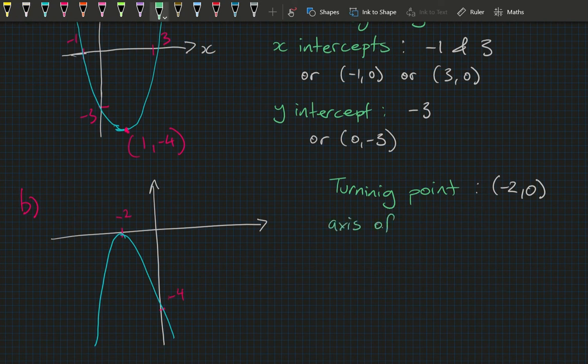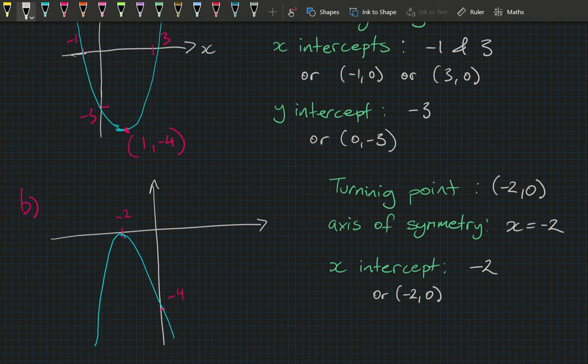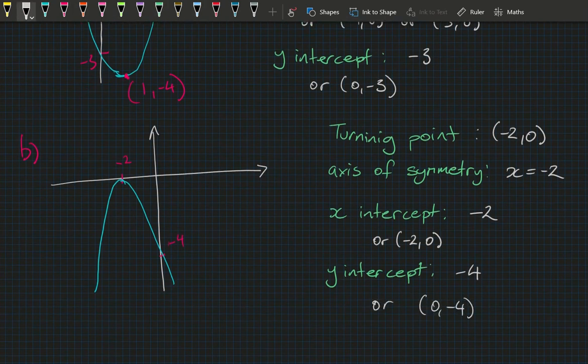Therefore our axis of symmetry is x equals -2. There's only one x-intercept, that is -2, or (-2, 0) if you want coordinates. And the y-intercept is marked in at -4, or (0, -4) if you want coordinates. Okay, so that's pretty straightforward.